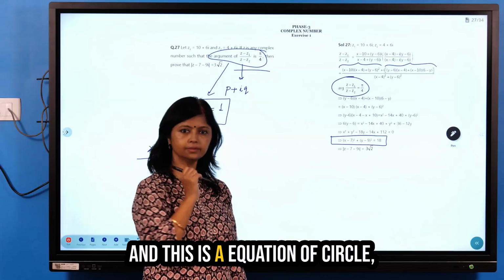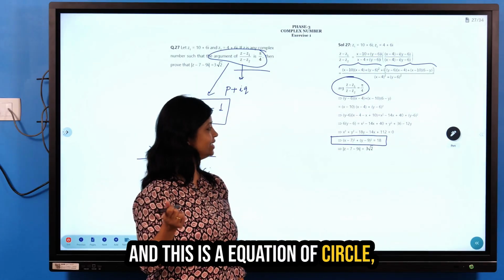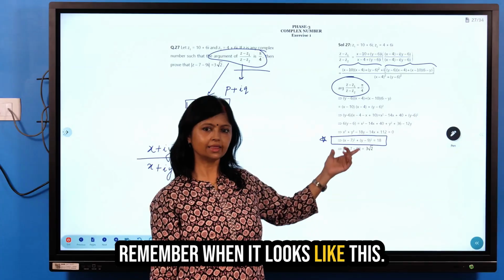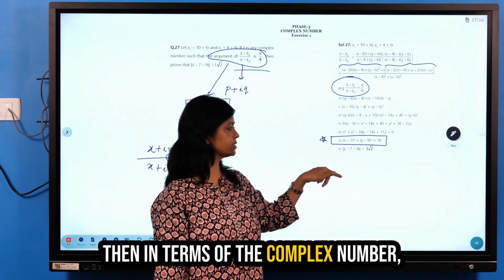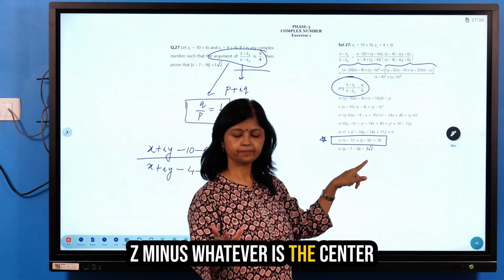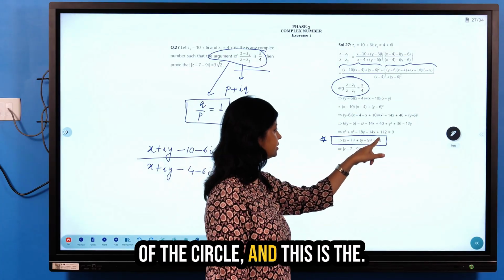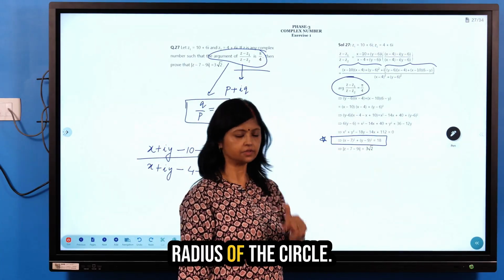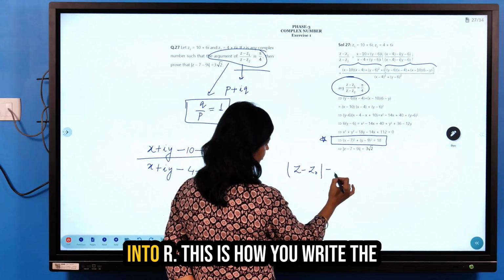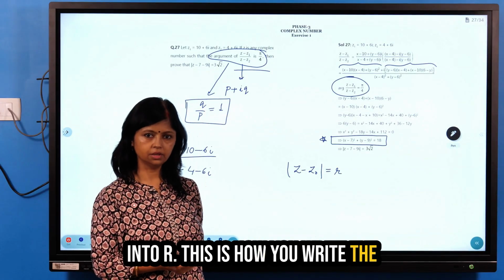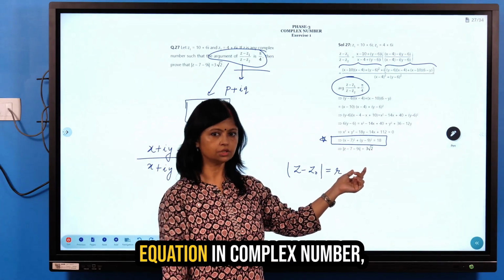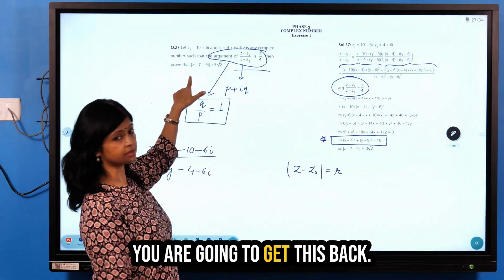And this is an equation of a circle. And this is where you have to remember: when it looks like this, how are you going to write it in terms of the complex number? Z minus the center of the circle, equal to R, the radius of the circle. This is how you write the equation of a circle in complex numbers. So when you rewrite it as the equation of a circle in complex numbers, you are going to get this back.